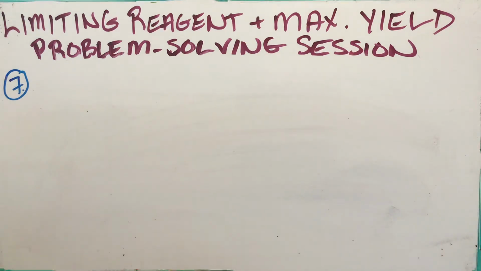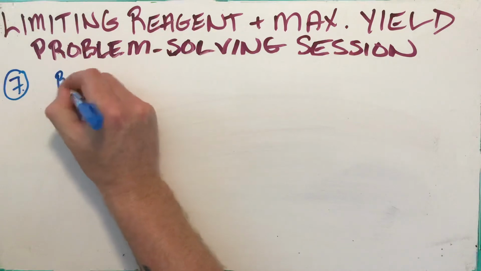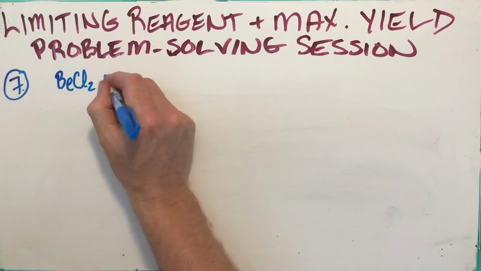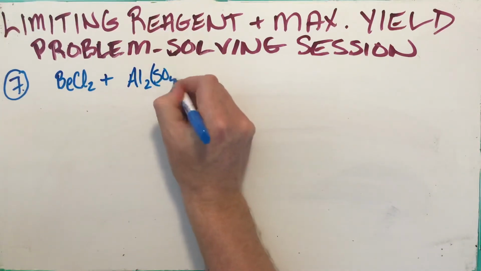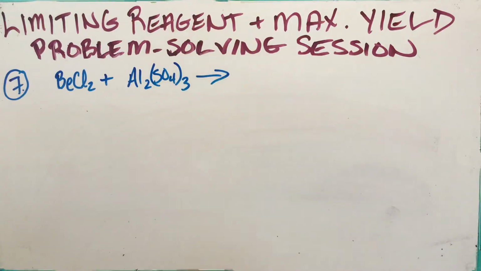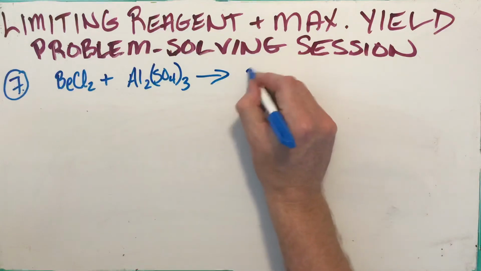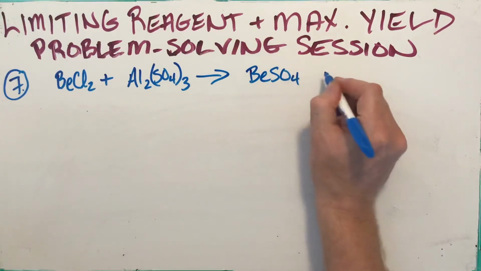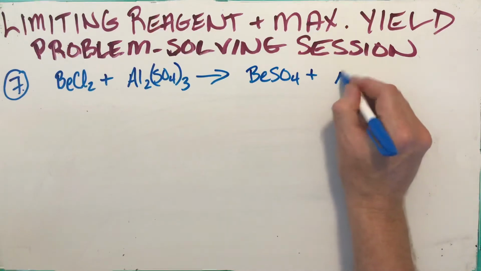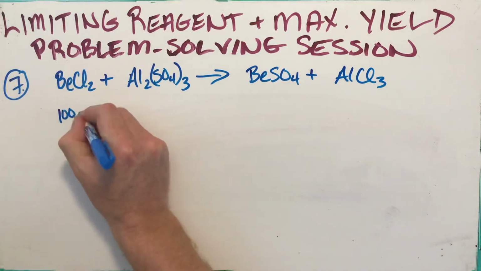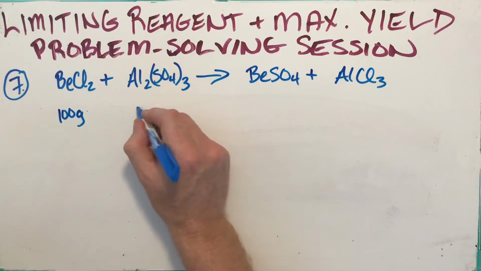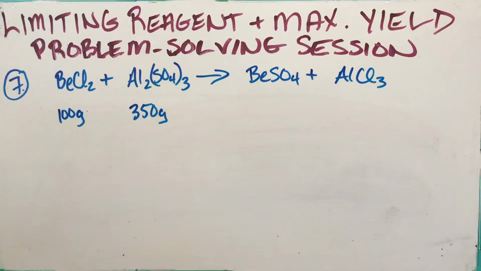Anyway, number 7. The first thing we wanted was an equation between beryllium chloride and aluminum sulfate. They were involved in a double displacement reaction, so they just switched partners. They switched the front part. So Be is now with the SO4, and aluminum is now with the Cl3. And it said I had 100 grams of this and 350 grams of that.